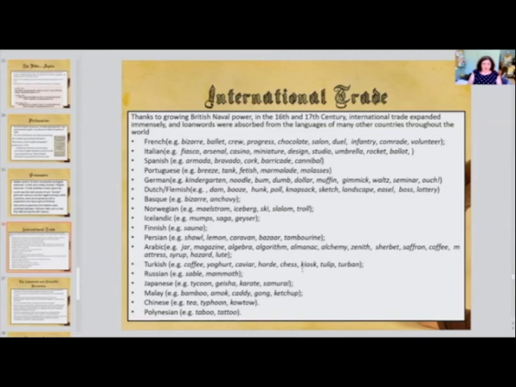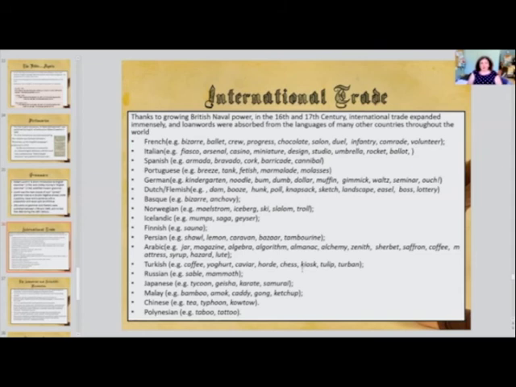Don't be intimidated by this slide. I promise I'm not trying to overwhelm you. But what happens through the 16th and 17th century is Britain, very English, monolithic country, has an enormous naval power and they start to go everywhere. And the thing about English is wherever it goes, it takes stuff. In this case, it takes words.